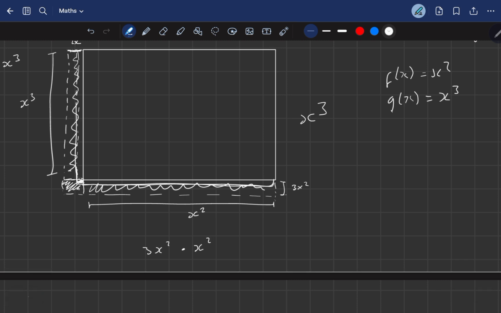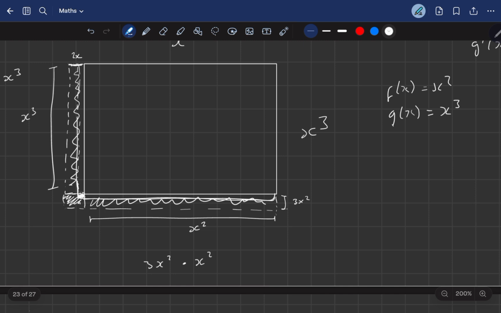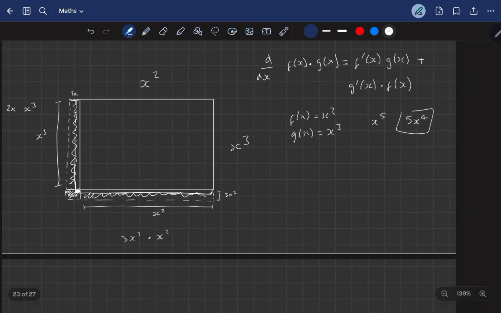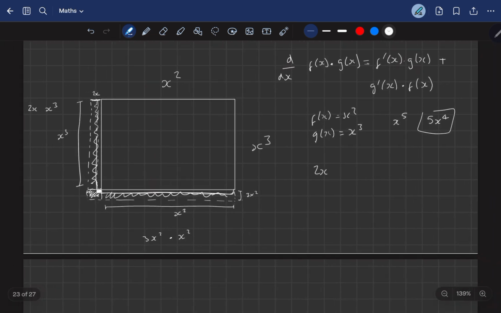And as mentioned earlier, since the change in x just tends towards 0, this corner piece is negligible. Now, we just have to add up these two areas. And we get 2x times x to the 3 plus 3x squared times x squared.